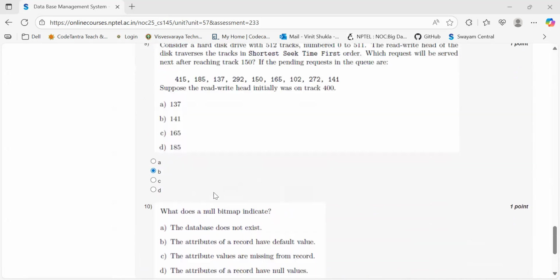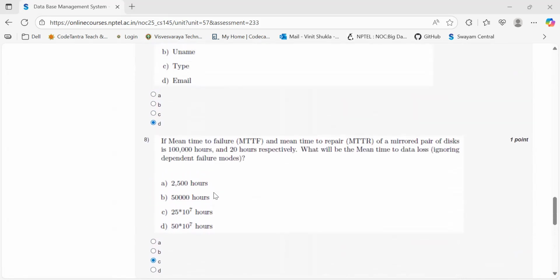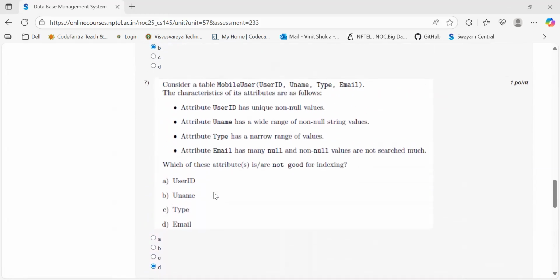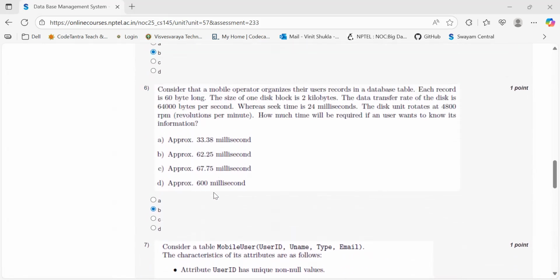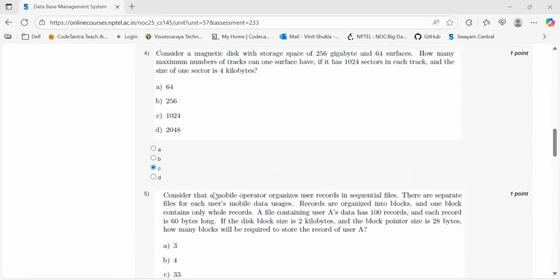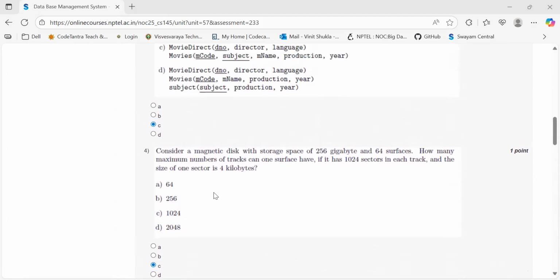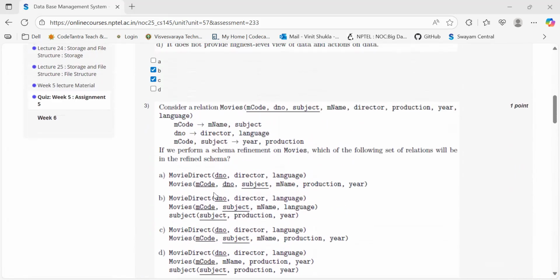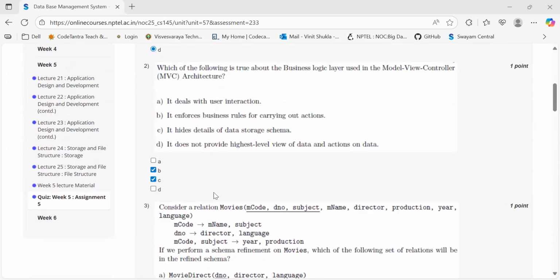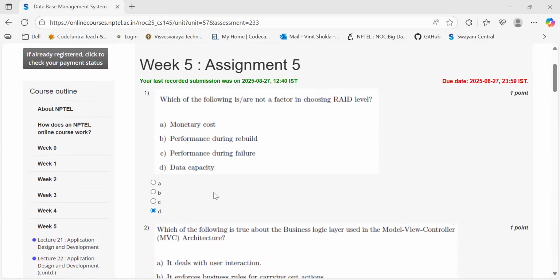This is how: 10th D, 9th B, 8th C, 7th D, 6th B, 5th B, 4th C, 3rd C, 2nd B and C, and 1st D. These are the correct answers. Okay, so you can solve it.